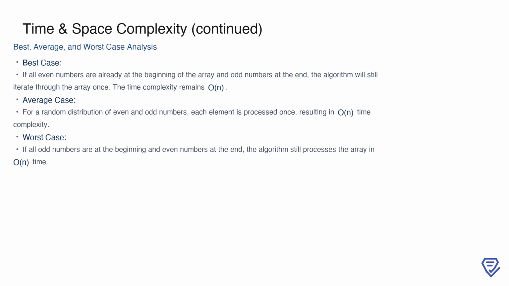Examining the best, average, and worst-case scenarios further highlights the consistency of the algorithm. In the best case, if all even numbers are already at the start of the array and all odd numbers are at the end, the algorithm still needs to iterate through the array a single time, maintaining a time complexity of O(n). In the average case, with a random distribution of even and odd numbers, the algorithm processes each element exactly once, still resulting in O(n) time complexity. Even in the worst case, where all odd numbers are positioned at the beginning and all even numbers are at the end, the algorithm behaves the same way, iterating through the array in O(n) time. This demonstrates the algorithm's predictable and reliable performance across all scenarios.